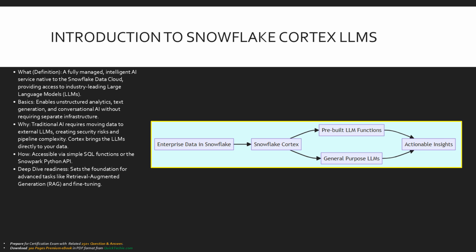In the past, applying generative AI to your enterprise data meant extracting that data, moving it across the network to an external AI provider, and then bringing the results back. This created a massive headache for security, compliance, and data engineering teams. Cortex LLMs completely flip this paradigm.